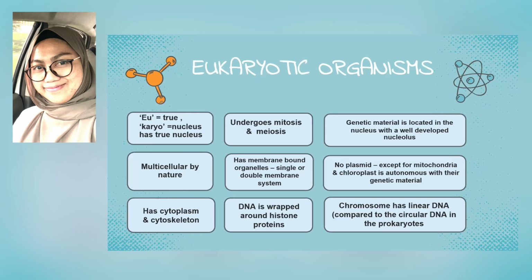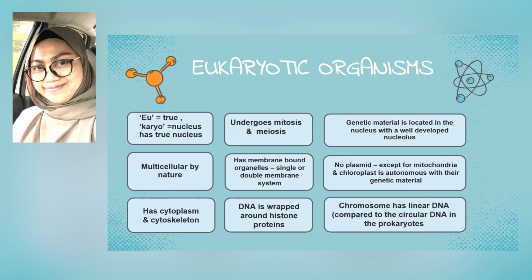Okay, first we go through the term eukaryotic. It originated from the Greek words. Eu means true and karyo means nucleus. So it literally means true nucleus, which means this eukaryotic organism has a true nucleus. It undergoes cell division called mitosis and meiosis. The genetic material is located in the nucleus with a well-developed nucleolus. It's mostly multicellular by nature, but some eukaryotic organisms are unicellular too.